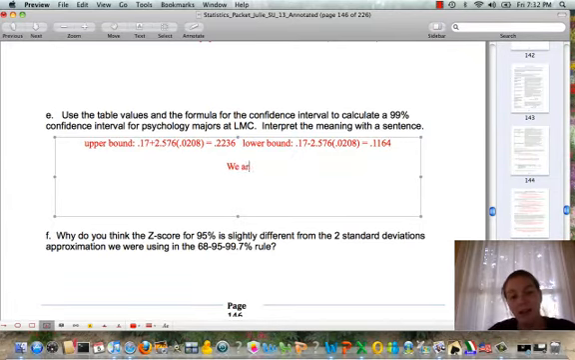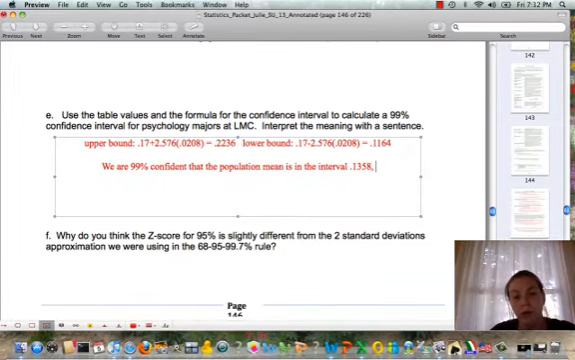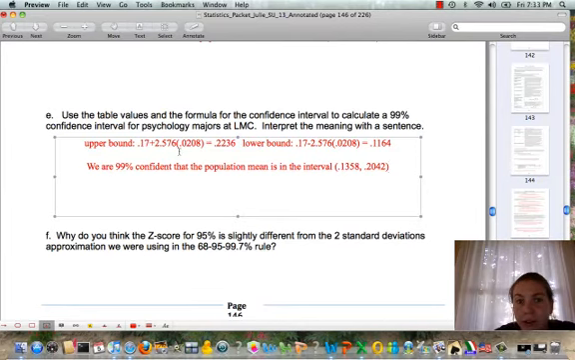So now we can say that we are 99% confident that the population mean is in the interval (0.1164, 0.2236). Oh, I need parentheses around my interval. So make sure you keep yours in interval notation. And so again, this z-score of 2.576 lies between 2 and 3 standard deviations, which is what we expected back in parts A and B.